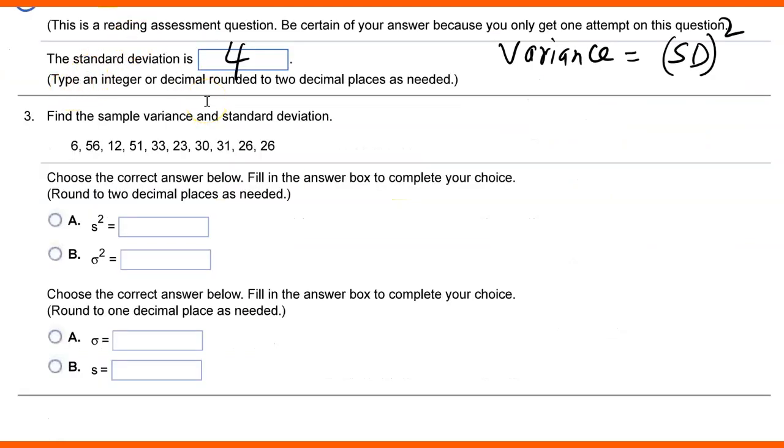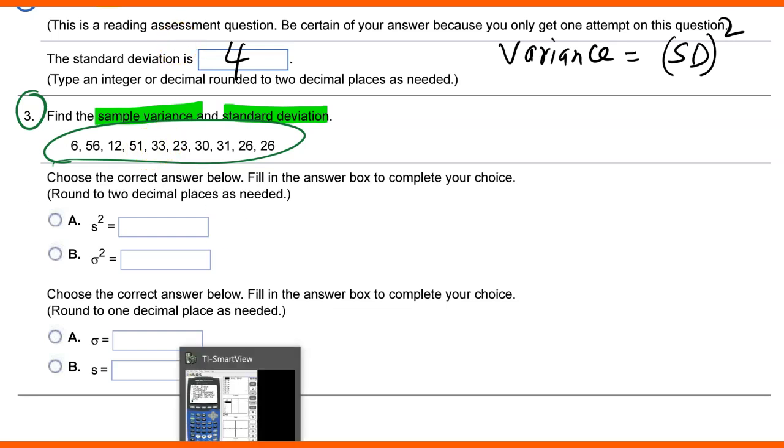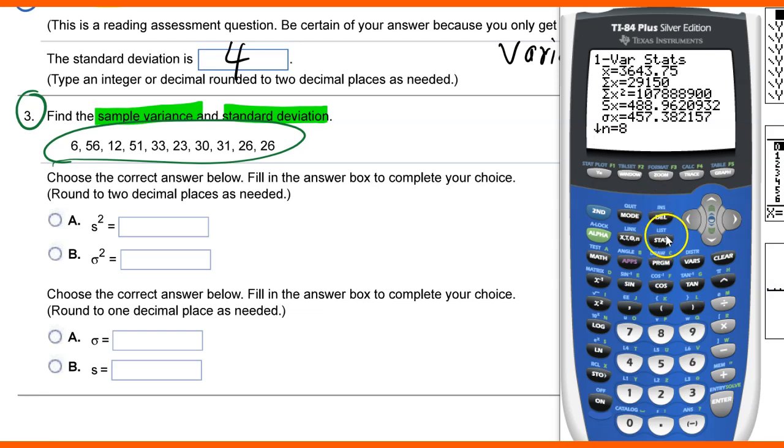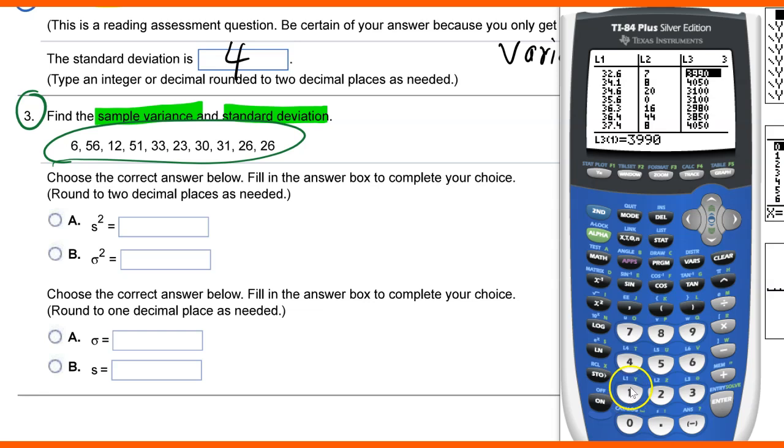Question number 3. Here the question asks to find the sample variance and the standard deviation of this sample data set. First thing I have to do is put this data in the calculator. I go to the calculator, press stat, and press number 1, which is edit.